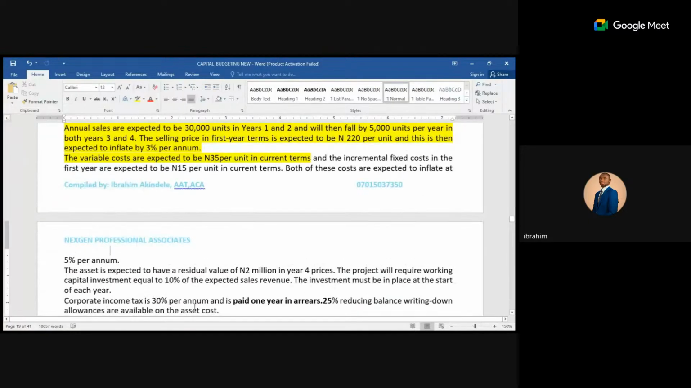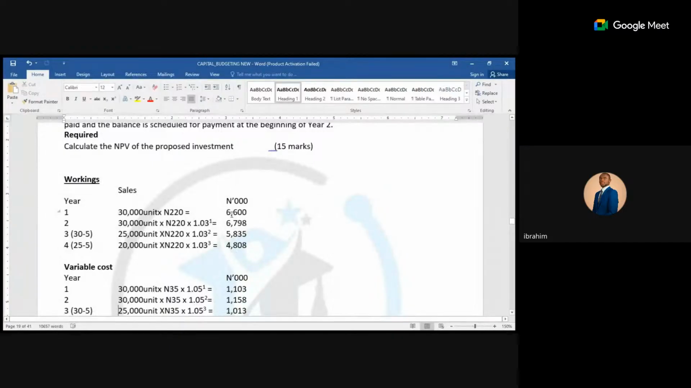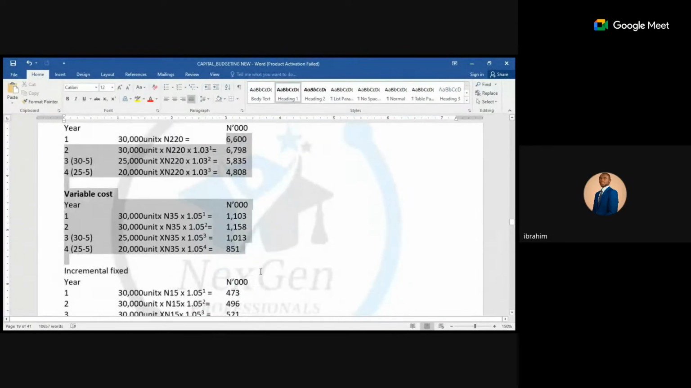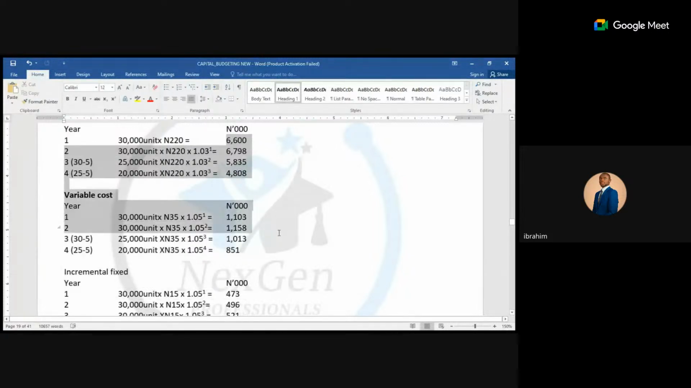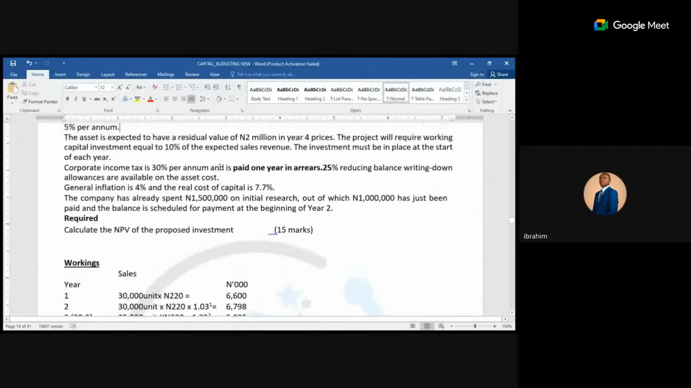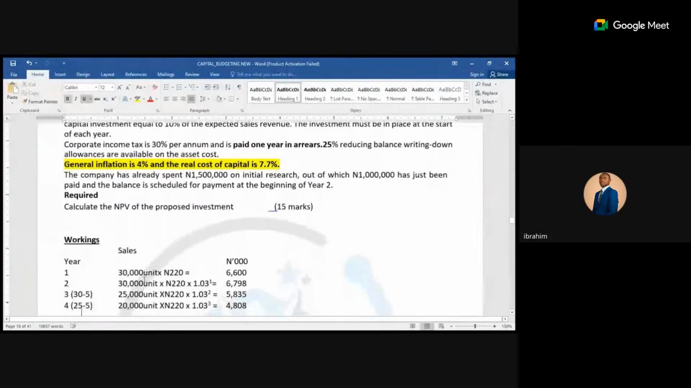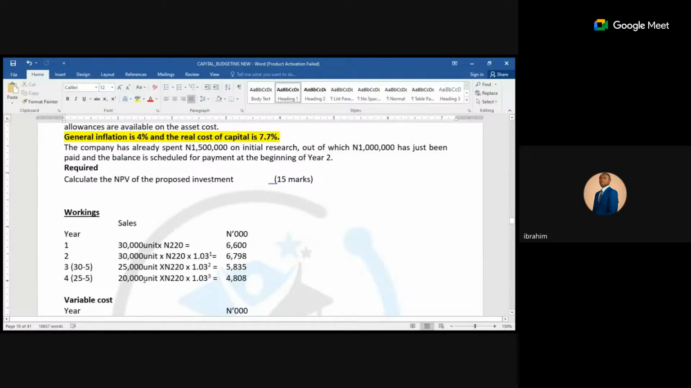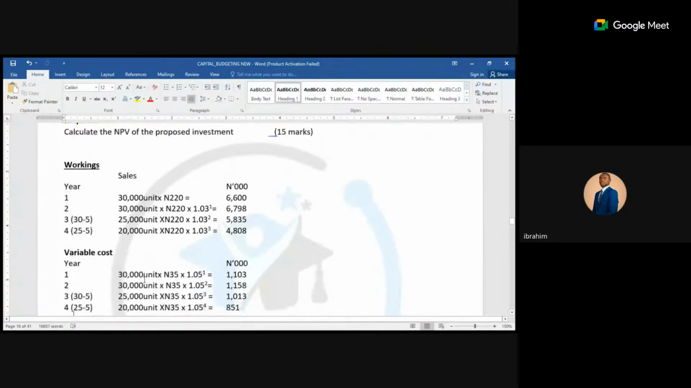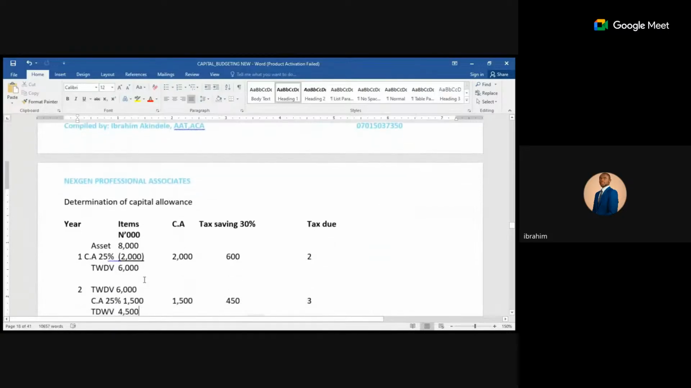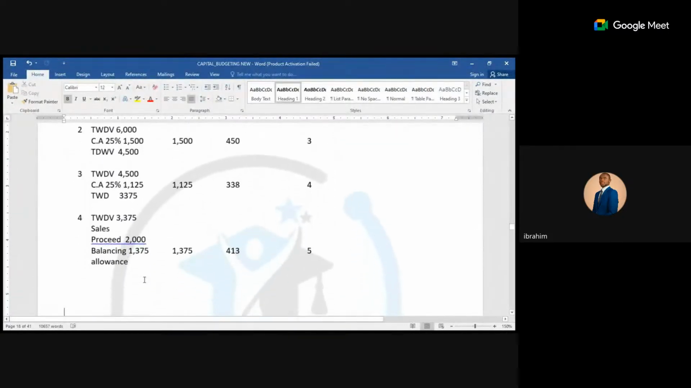So meaning that all these cash flows, whether inflow or outflow, are now in money terms. And you're given the real cost of capital with a general inflation of 4%. Therefore, we need to convert from the real cost of capital to the money cost of capital. So how do we convert to money cost of capital?